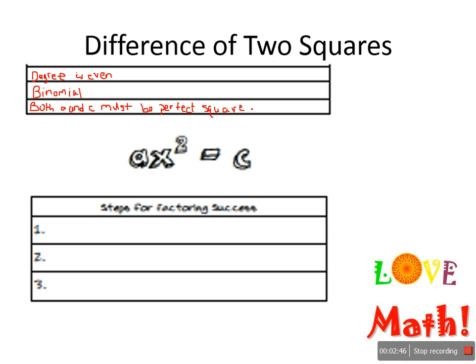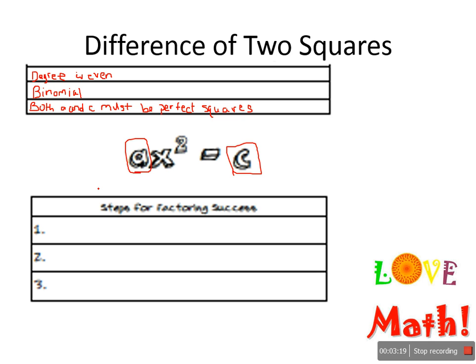Alright, so you can see down here where A is. A is the leading coefficient, and C is the constant. We already took care of the squared part because if it's even, then it's automatically a perfect square. And the variable can be x, it can be y, whatever letter it wants to be. So whenever those three things are met, whenever the degree is even, remember the largest exponent in the problem is the degree, the binomial just means that there's 2 terms, and both A and C must be perfect squares.